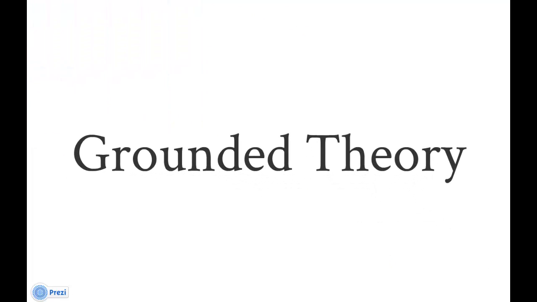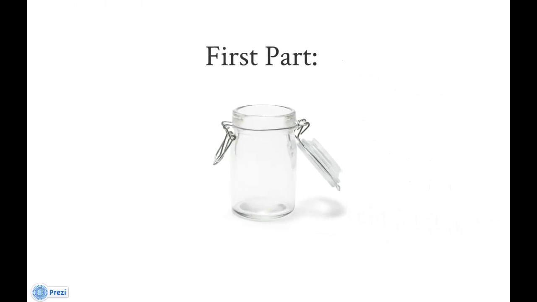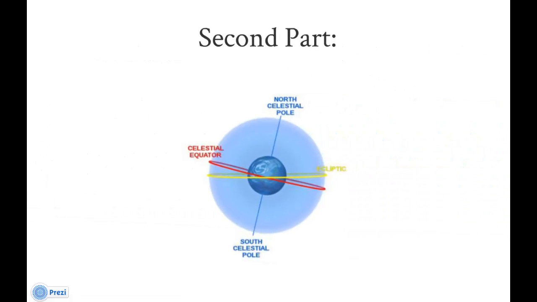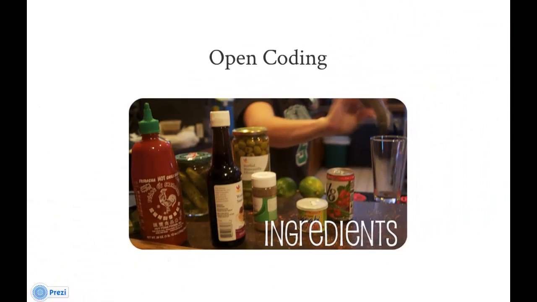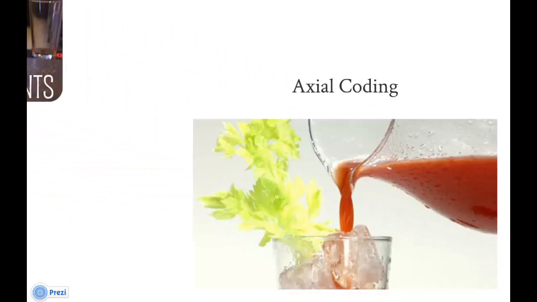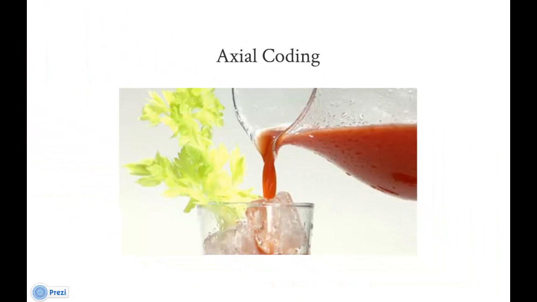To do this, you use what's called grounded theory. Grounded theory has two parts: open coding and axial coding. Open coding is like identifying and isolating the most important ingredients to a delicious beverage. Axial coding is putting all those ingredients together to be served.